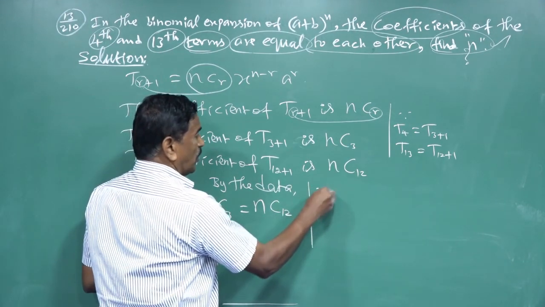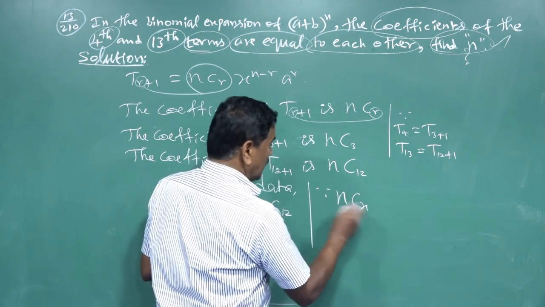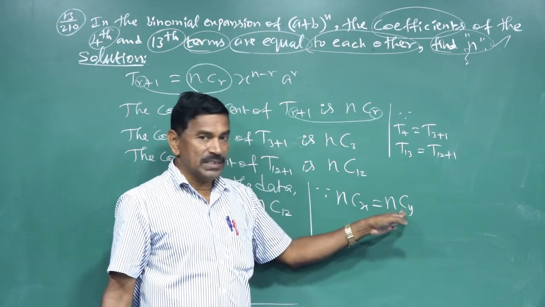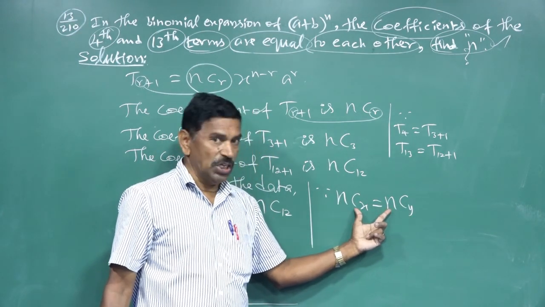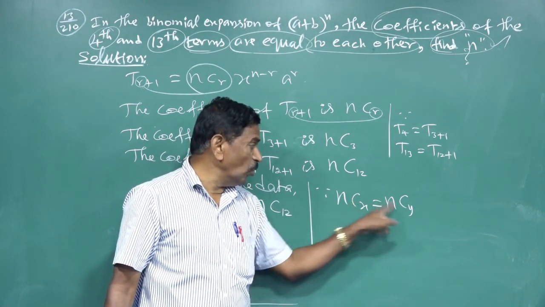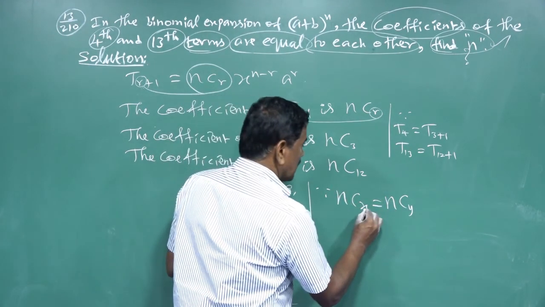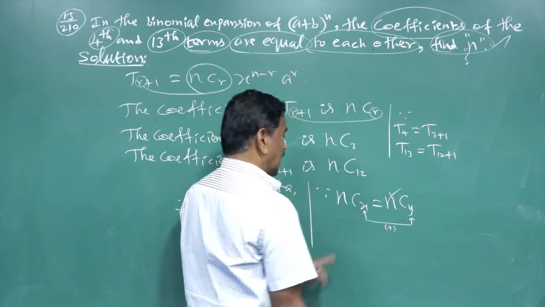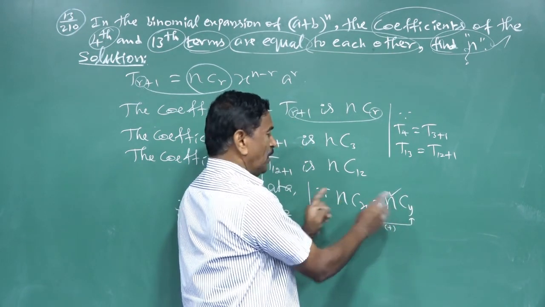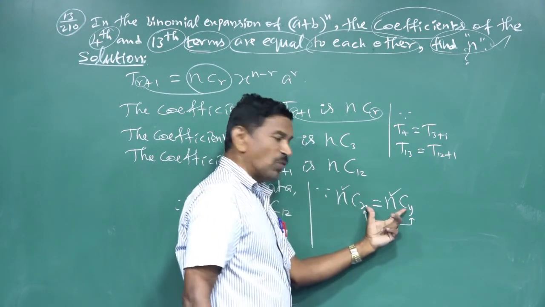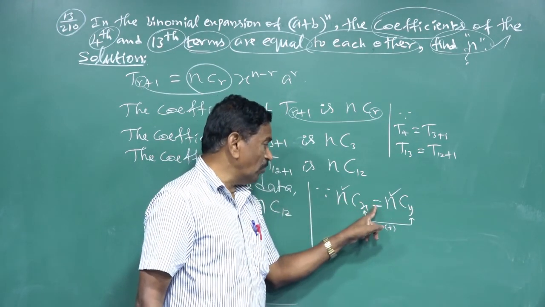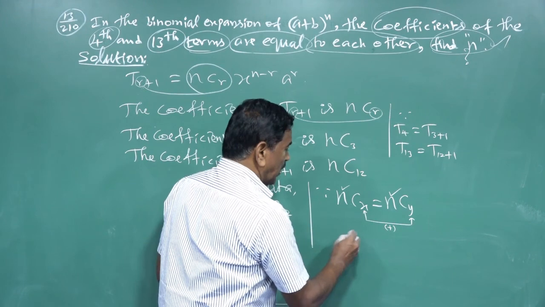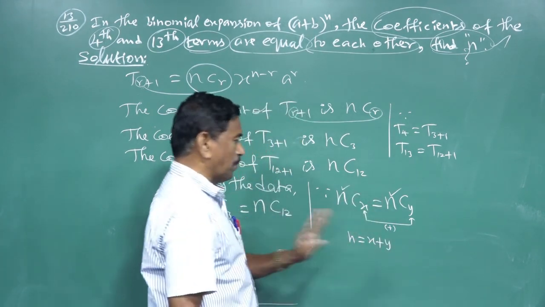Now remember, we know the formula: nCx is equal to nCy. If the two combinations are equal, with the first numbers equal to n, and only the suffix differs, then the sum of the suffixes is equal to the first number. That is, n is equal to x plus y, which is the formula.